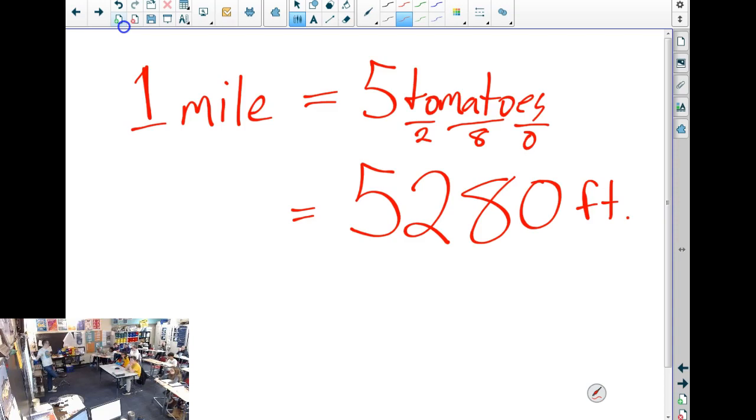This is something you need to memorize. So if you didn't write it down right now, please. 5,280 feet. You'll eventually be asked to convert something. Now, you have this on the standardized tests, like they give it to you, but you're an American, you should know how many feet are in a mile. I apologize that it's gross, but that's what it is. 5,280. 5 tomatoes.